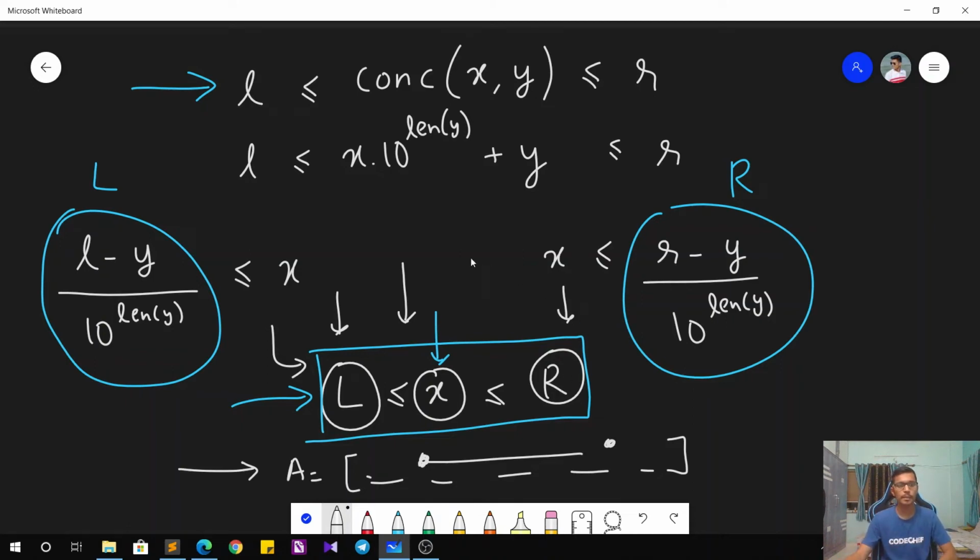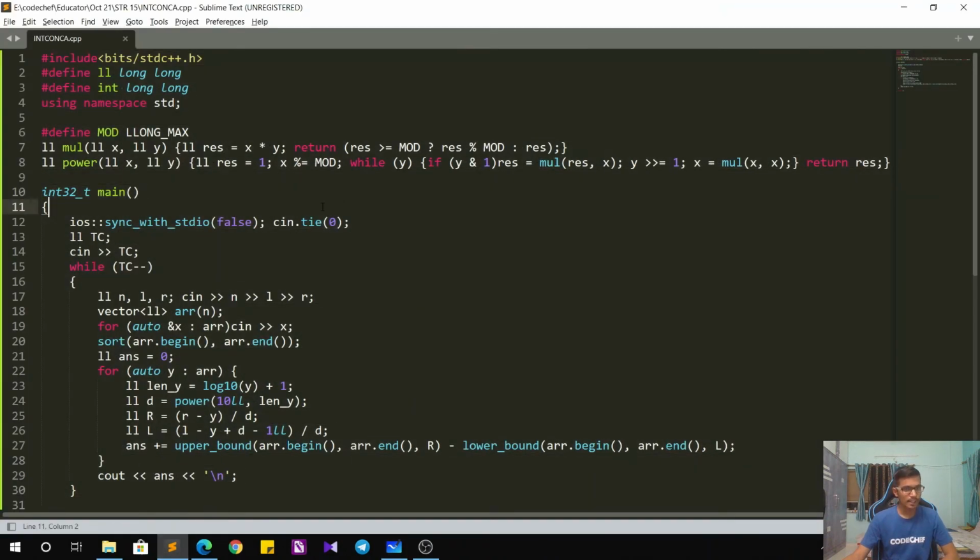Now let's see the implementation in C++. So the implementation goes as follows. First of all, we take the input for number of test cases. Then for each test case, we take the input n, l and r. Okay, that is the three variables. Now we create the array and take the input for the array elements. After that is done, we sort the array because we have to apply binary search on this array later on.